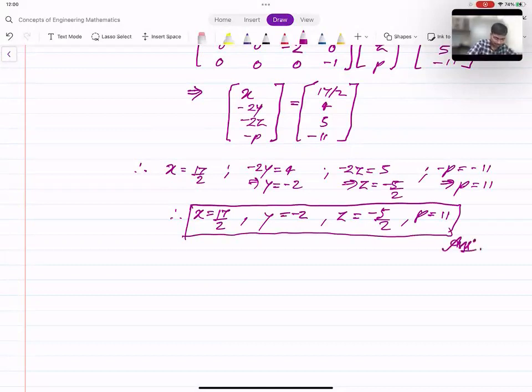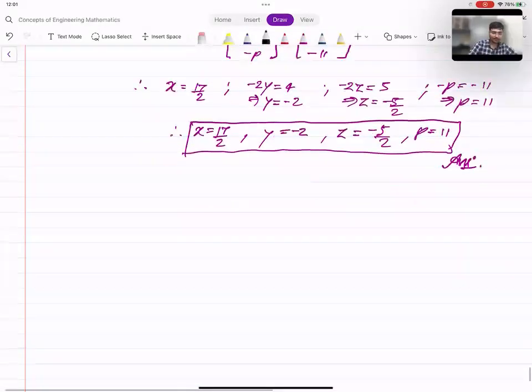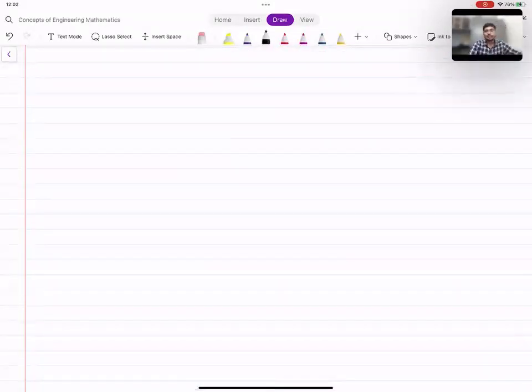So in this way, we can use matrices to solve the system of simultaneous equations in various variables. So with this, let us close our discussion on matrices and let us start the new topic of vectors. Okay, so let us begin the new topic about vectors.